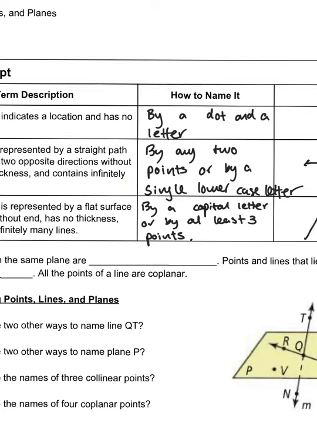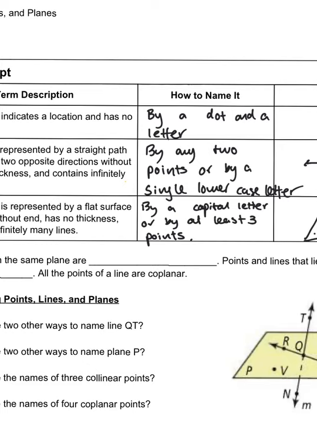So here we have our plane. We'll call this point A, point B, point C, and now we could call it plane P, or we can call it plane ABC. Notice A, B, and C are not on the same line. All right, moving on.